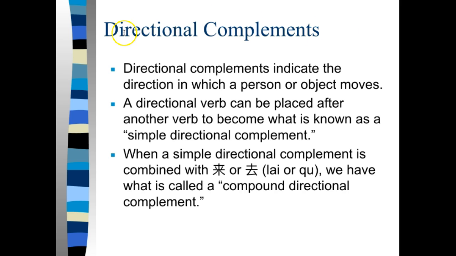So in this case, a directional complement describes what direction the verb is going, what the person or the object is doing in terms of motion. If it's just one word, it's a simple directional complement. However, when you combine the directional complement with 来 and 去, which is also a directional complement, you have a two-word compound directional complement. Okay, we're going to take each example and each pattern one by one.